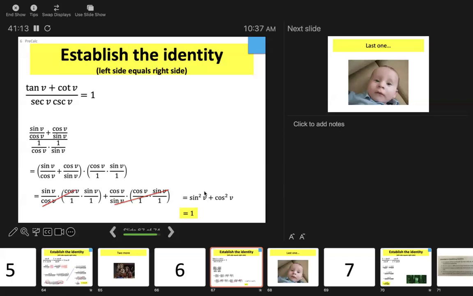Multiplying by a conjugate, when I look at that, I'm like, I know I'm supposed to get to 1. I need to get a sine squared and a cosine squared. So I'm immediately thinking from the start that if I change things to sines and cosines, I am likely to get a sine squared and a cosine squared, and I did.